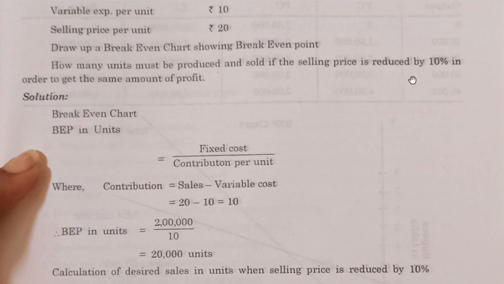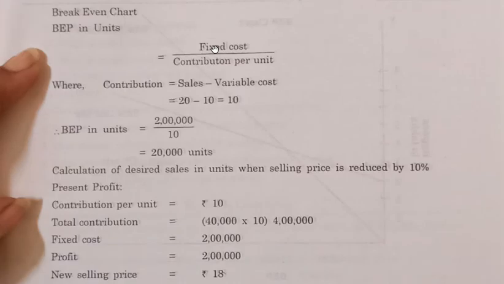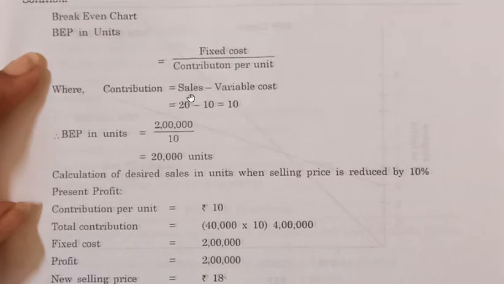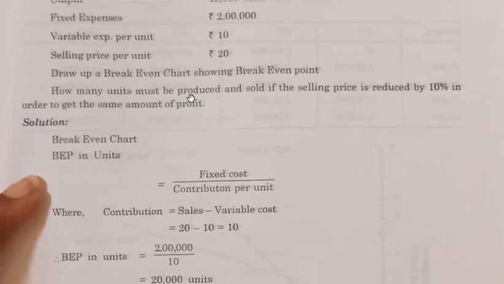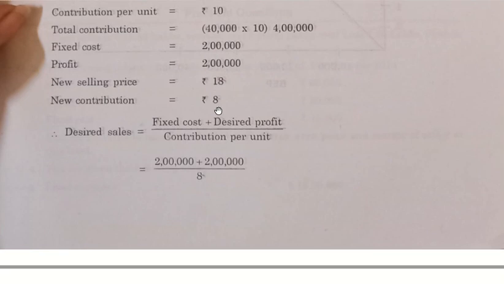So they are telling selling price is reduced by 10%, right? So 20 rupees into 10% is 2 rupees. So 18 rupees will be your 20 minus your 2 rupees. 18 will be your new selling price. So 18 minus your variable cost. So what is your variable cost? Variable cost is 10 rupees. 18 minus 10 is 8 rupees, your new contribution. So that is how you got it.